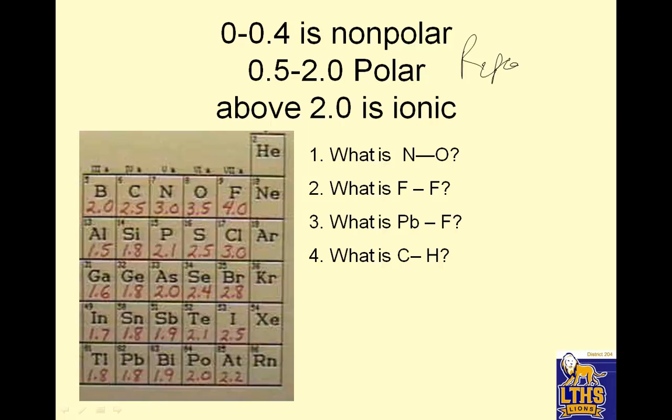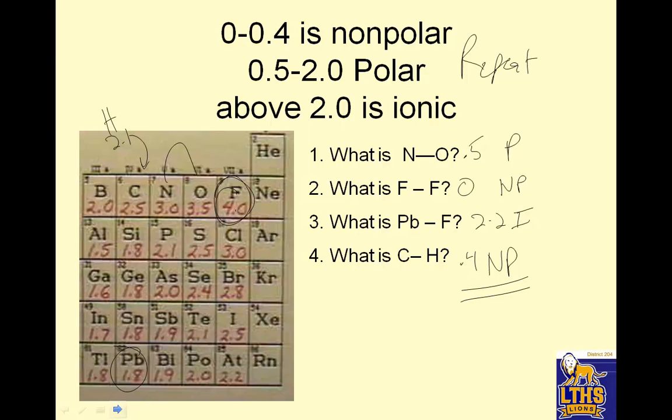Again, this is a repeat. We've seen this exact slide. 0.4 and below is nonpolar, 0.5 to 2.0 is polar, 2.0 and above is ionic. What's N to O? Subtract those two: 0.5, it's polar. F to F, so it's 4 minus 4, 0. Nonpolar is the difference. Lead to fluoride, lead 1.8 to 4.0, that's 2.2. That's ionic. What is C to H? H isn't listed, but it is 2.1. So 2.1 to 2.5, the difference is 0.4. That's nonpolar, which again is rare, to have a nonpolar bond where the atoms are different.